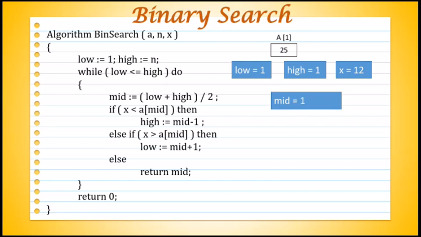After getting the mid value, we will check whether x is less than the middle value. The mid value is 1, that means A of mid means A of 1. The value which is stored in A of 1 is 25. So x will be compared with the middle value. Is 12 less than A of mid? Yes, this condition is true. That means high equals mid minus 1, that statement will be executed. So mid minus 1 means what? 1 minus 1.